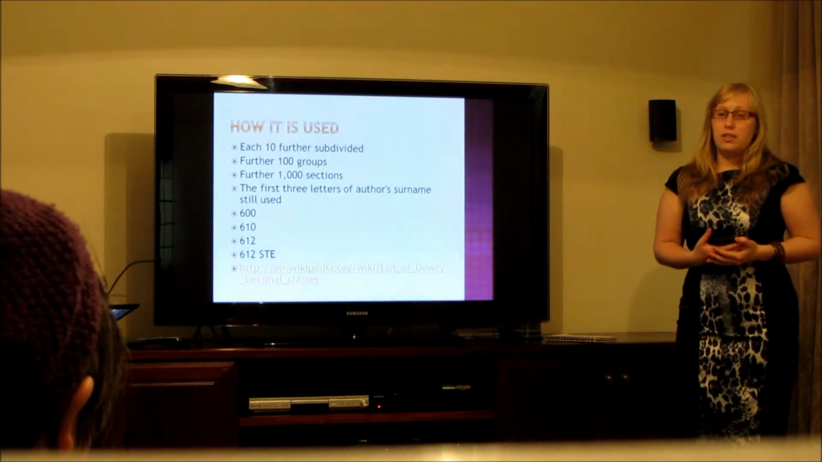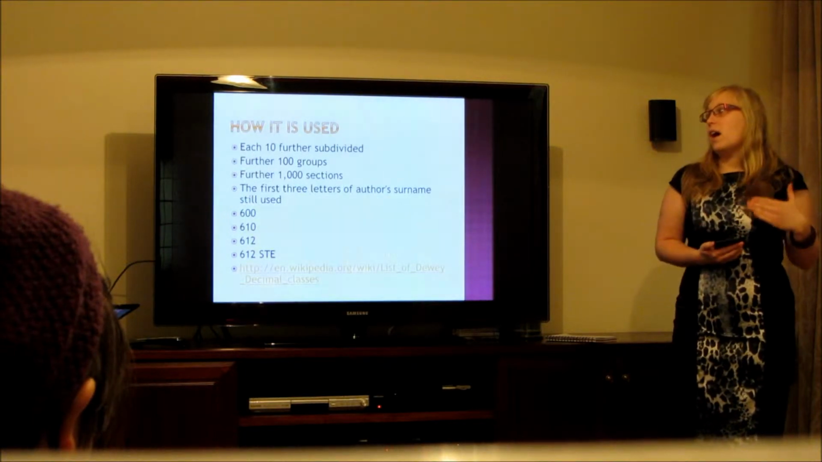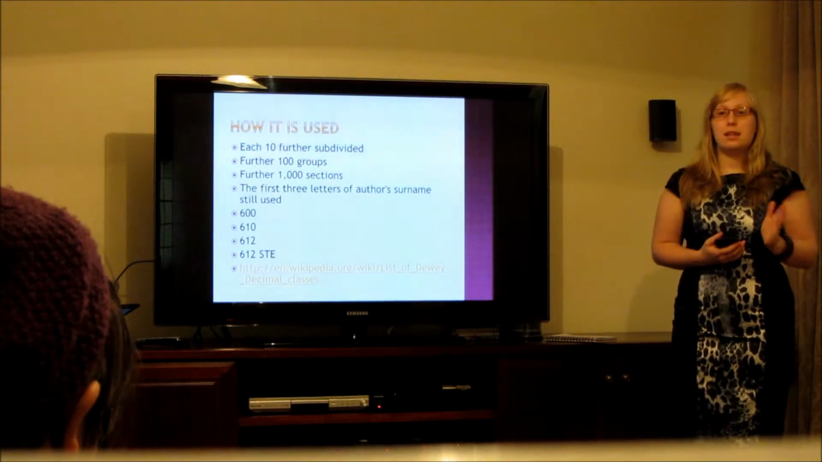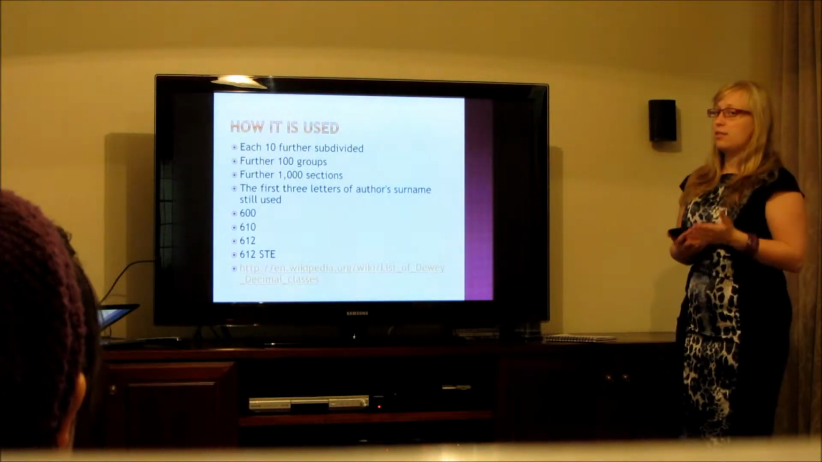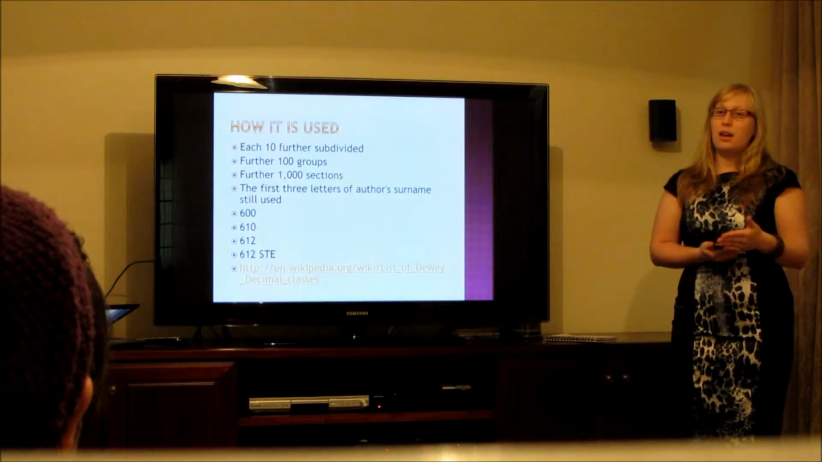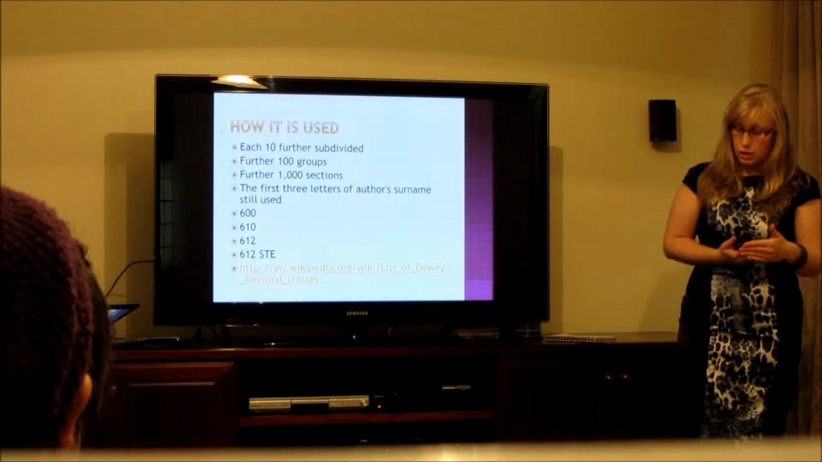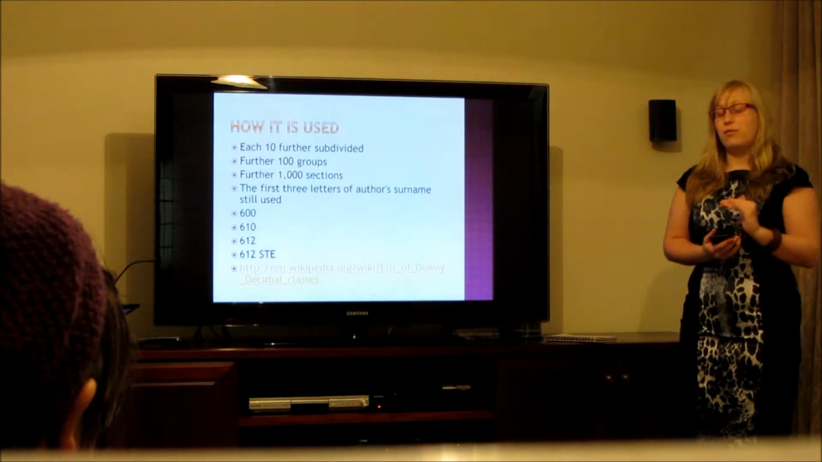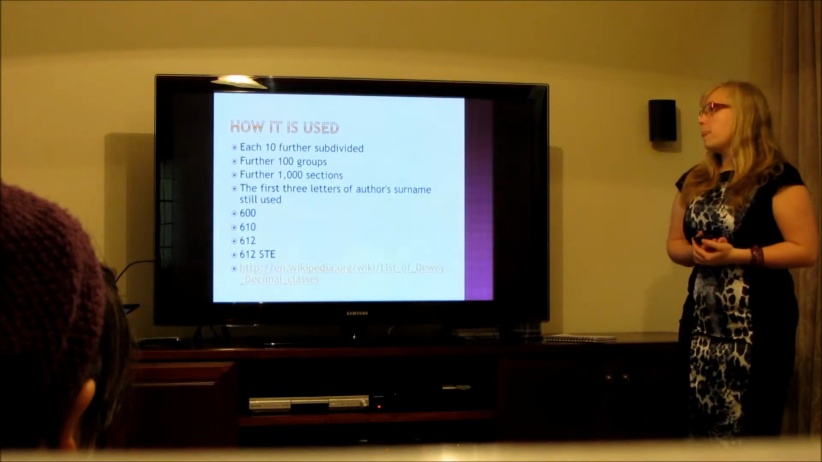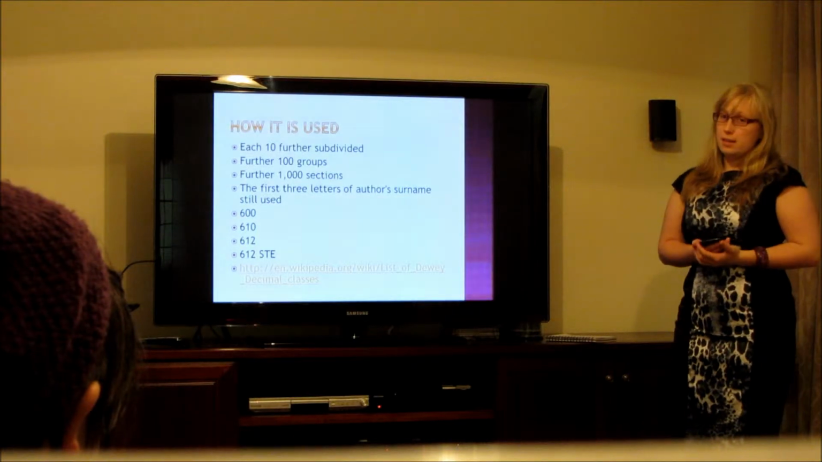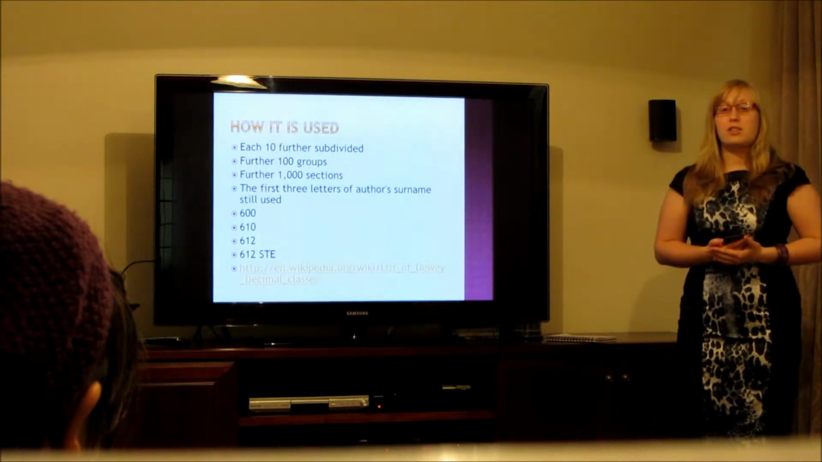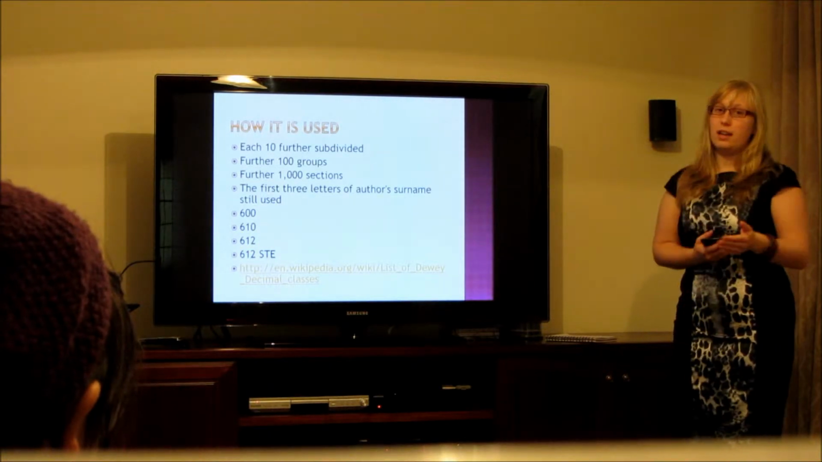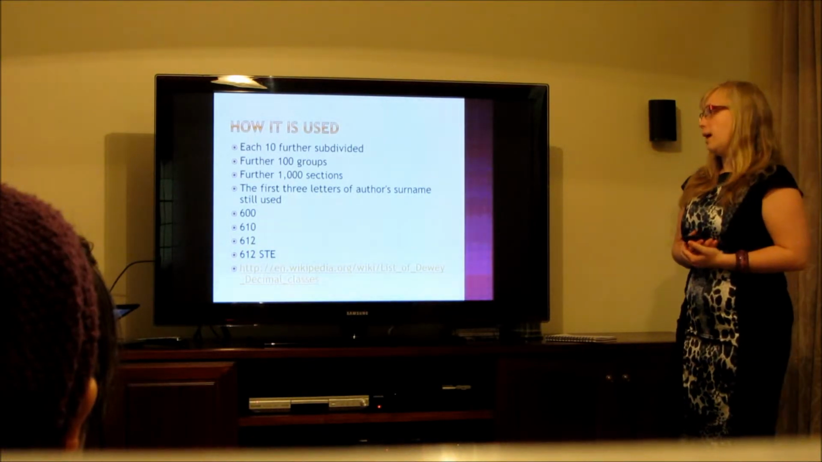Now each of these 10 sections is then further subdivided into 10 other groups. So you've got 610, 620, 630, say for example, and then it'll be further subcategorized into 100 groups. So then it'll be 621, 625, and so on. And then further, we've got 1,000 sections, and that's where your decimal dot will come into place, and you'll be further classified into the different sections that way.